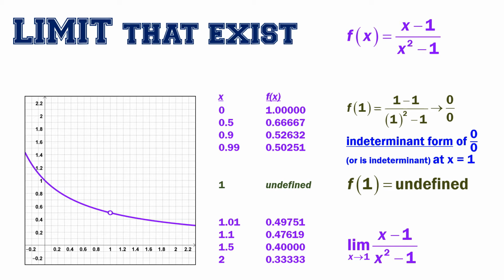Okay, now I'm between 0.50251 and 0.49751. In fact, those points I can barely see on the graph because they're so close to 1 that the hollow dot is kind of covering them up.